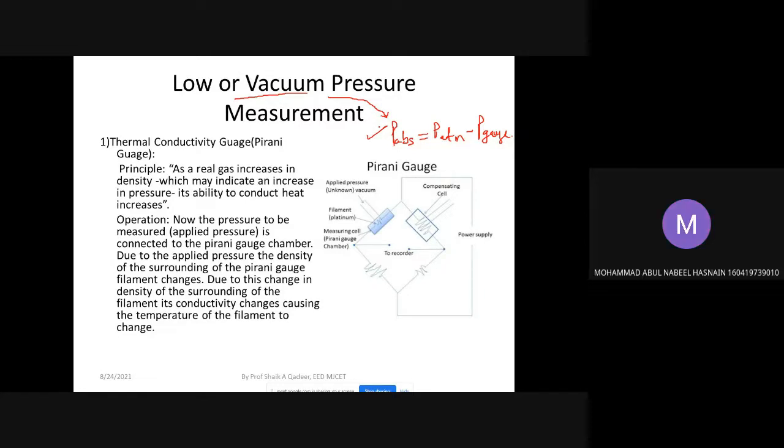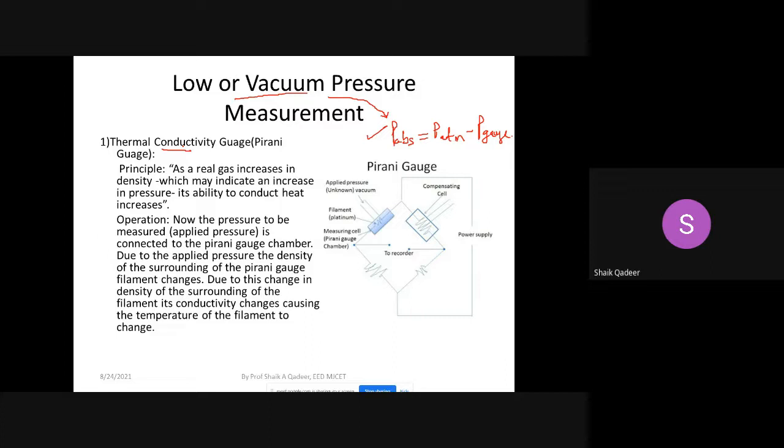Low pressure, sorry, high pressure and medium pressure: absolute pressure is given by atmospheric pressure plus gauge pressure. Whereas for low pressure, absolute pressure is equal to atmospheric pressure minus gauge pressure, because its range is below atmospheric pressure. The first one under this case is made on the principle of thermal conductivity. Just now we have seen thermal conductivity. The thermal conductivity of a gas changes if its pressure changes. The same principle is extended for the measurement of low pressure.